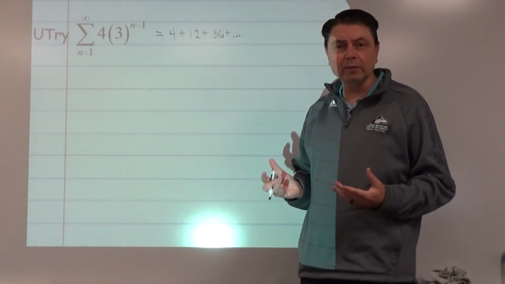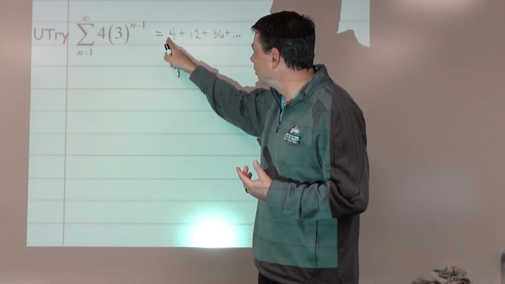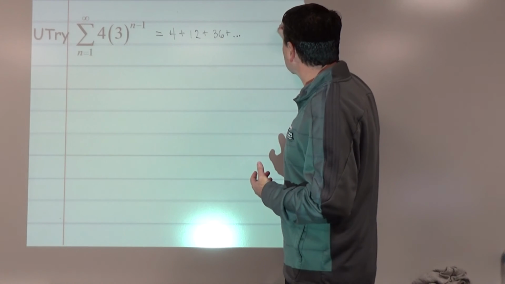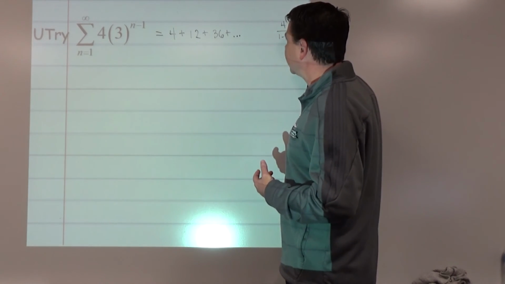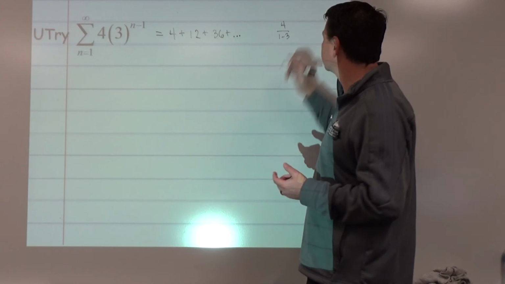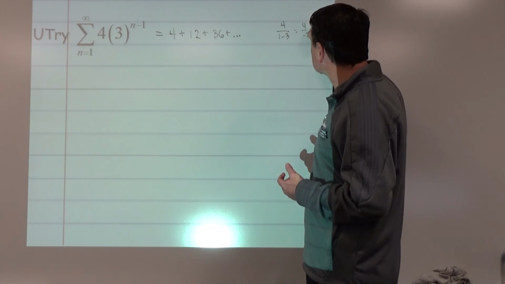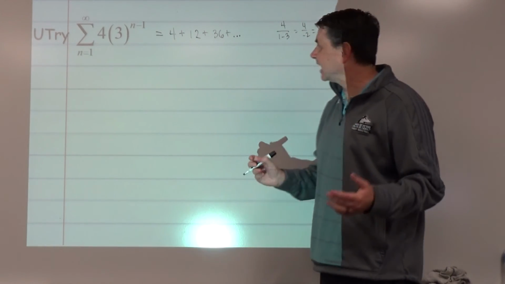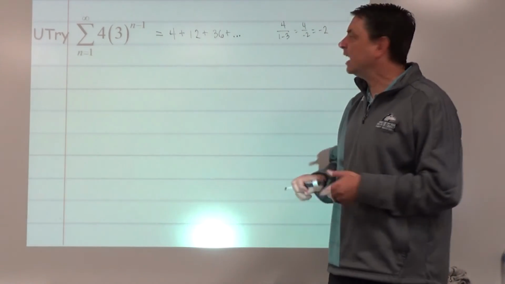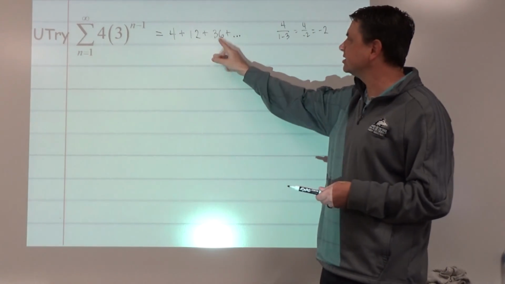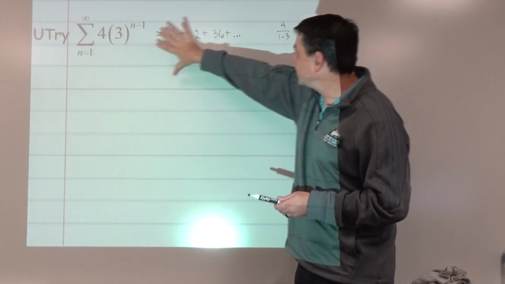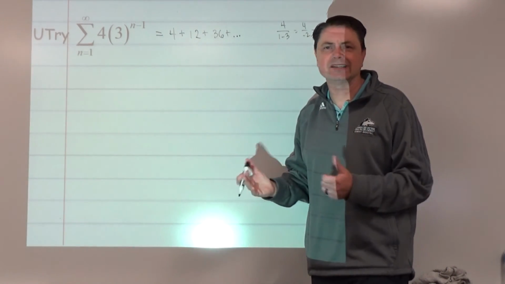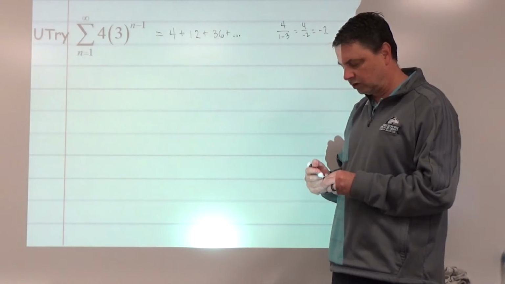All right, so if we did the formula, we would be talking about a sub 1 divided by 1 minus r, or divided by 1 minus 3. 1 minus 3 is negative 2. You would get, using the formula, negative 2. Now let's look at it. Is that even possible? How can we add up 4 and 12 and 36, and these are all positive numbers, add up a string of positive numbers and get negative 2? I don't think that's reasonable. That's not possible.